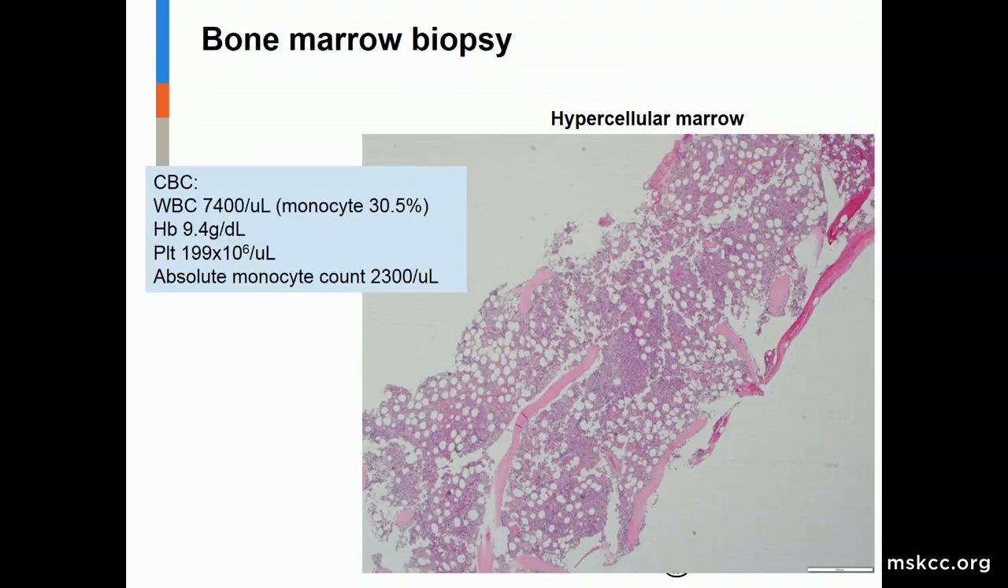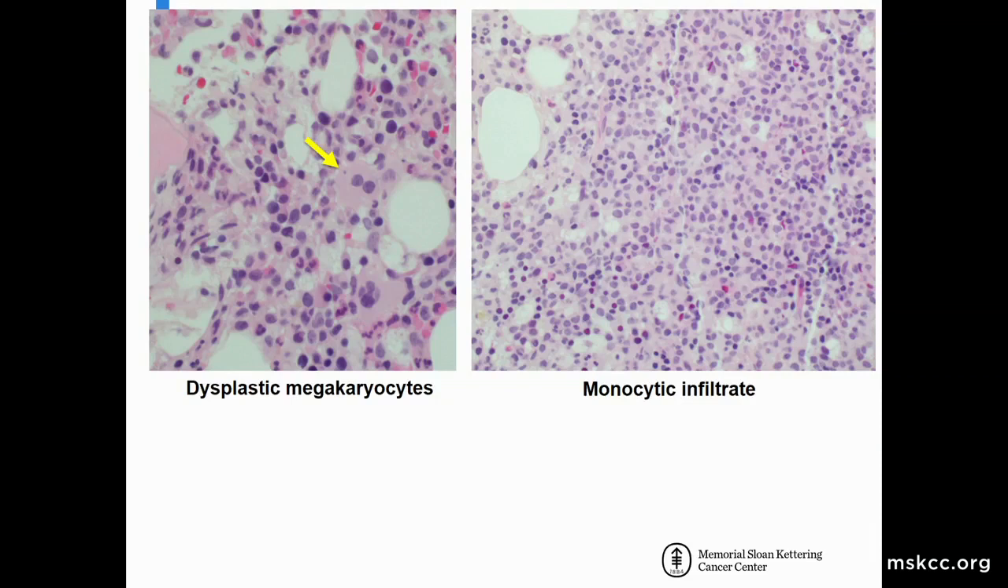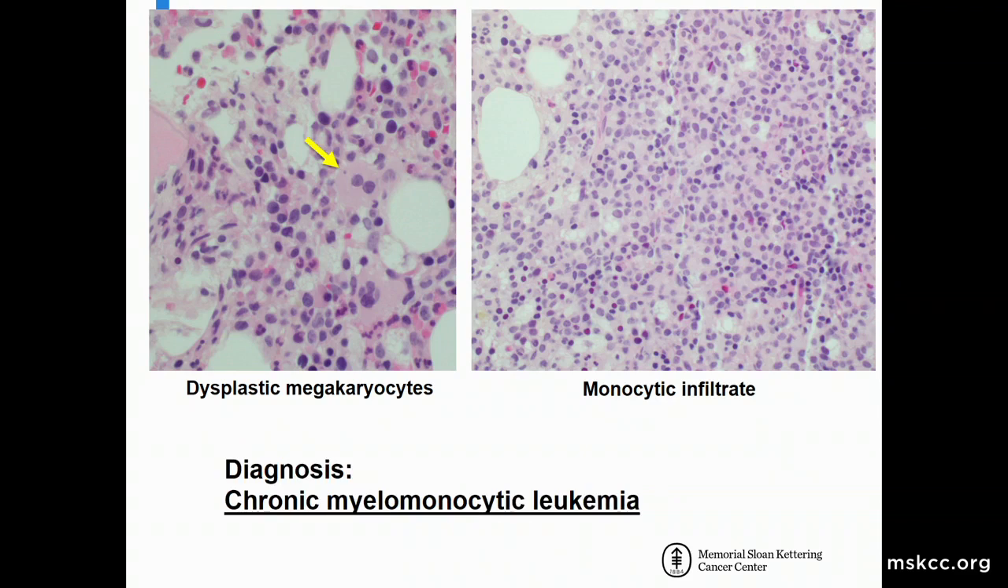And this is a bone marrow biopsy of this patient. He is in his late 60s, so cellularity is higher for his age. And under the higher magnification, we saw dysplastic megakaryocytes, small, with separated nuclear lobes. So these are dysplastic megakaryocytes. And also, we saw areas with diffuse infiltrate of immature monocytes. So in conjunction with monocytosis, this case was diagnosed with chronic myelomonocytic leukemia.